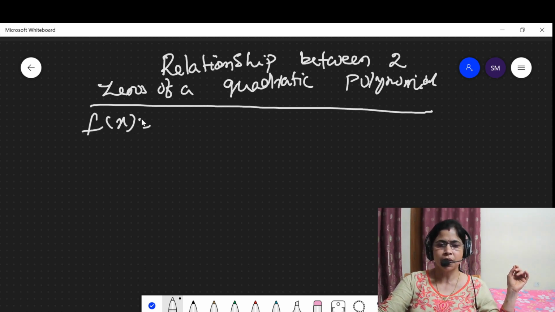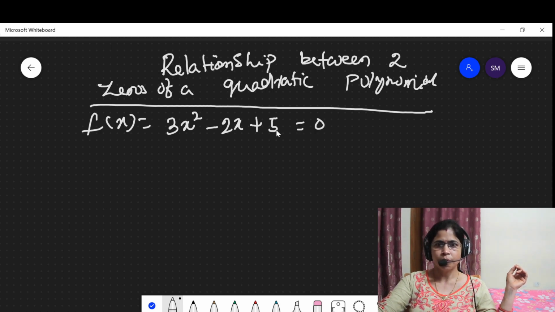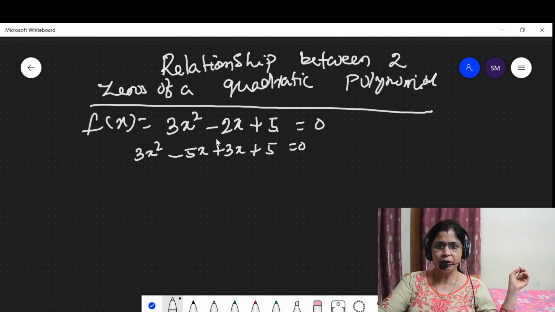Suppose f(x) is equal to 3x square minus 2x minus 5 is equal to 0. 5 times 3 is 15. Yes. Now let this be a polynomial. This is also a quadratic polynomial. Now let us solve this using the middle term factorization. Split minus 2x into minus 5x plus 3x. We can split the minus 2x into minus 5x plus 3x.